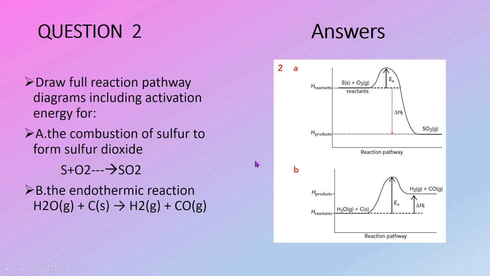Okay, then we have the energy reaction pathway. This reaction pathway, basically the combustion of sulfur, is an exothermic reaction. So we have a pathway in which the reactants will be on the upper side and products on the lower side. Activation energy is lesser and delta HF is greater. For the second one, this is an endothermic reaction in which reactants are on the lower side and products on the upper side. In this one, the activation energy is a bit greater.